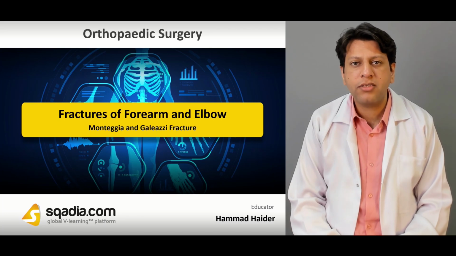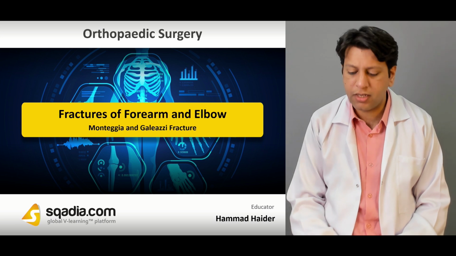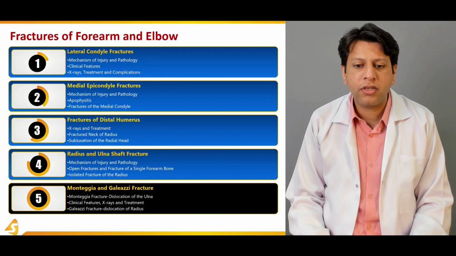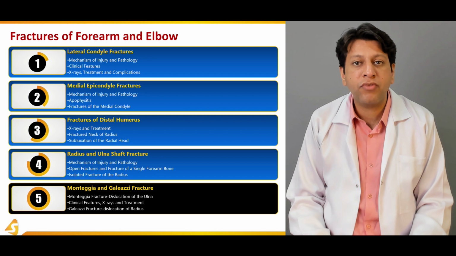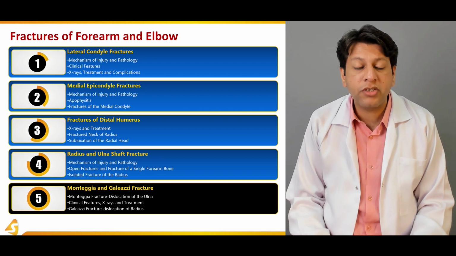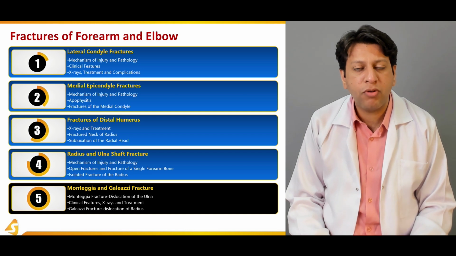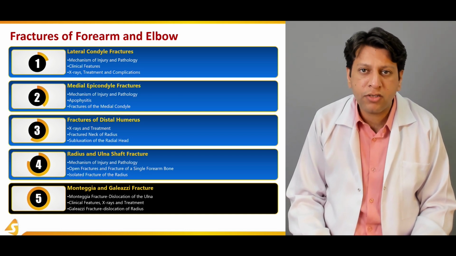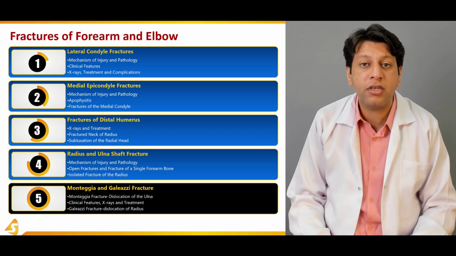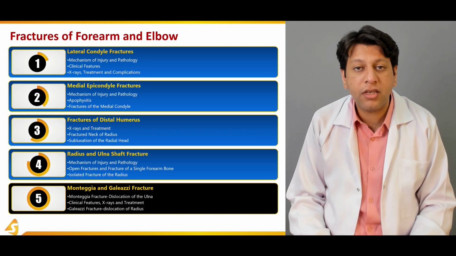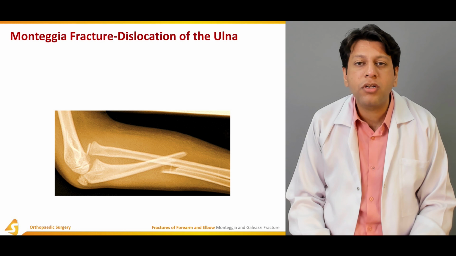Now, moving on to our last section, we will be briefly discussing the two very important entities, that is Monteggia and Galeazzi fractures. We'll be discussing the Monteggia fracture dislocation of the proximal third of the ulna, its clinical features, how to diagnose it on X-ray, and what its treatment is. We'll also be discussing the distal radius one-third fractures along with the radial dislocation, that is the Galeazzi fracture as well. So what is Monteggia fracture?